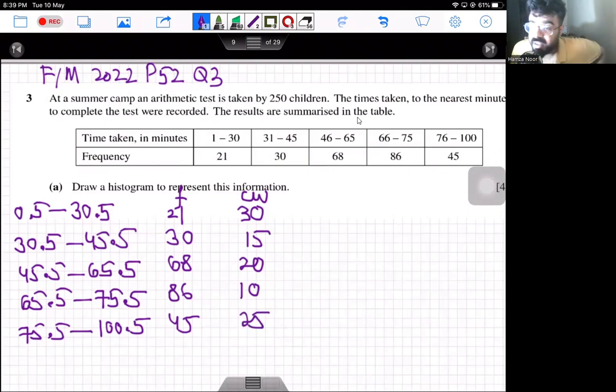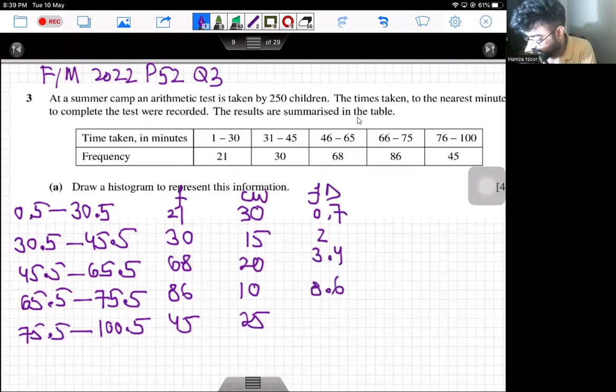And the formula for finding the frequency density is frequency divided by class width. So 21 divided by 30, this is 0.7, and then 30 divided by 15, this will give you 2. Then 68 divided by 20, this will give you 3.4. Then 86 divided by 10, 8.6. And then finally 45 divided by 25, this will give you 1.8.